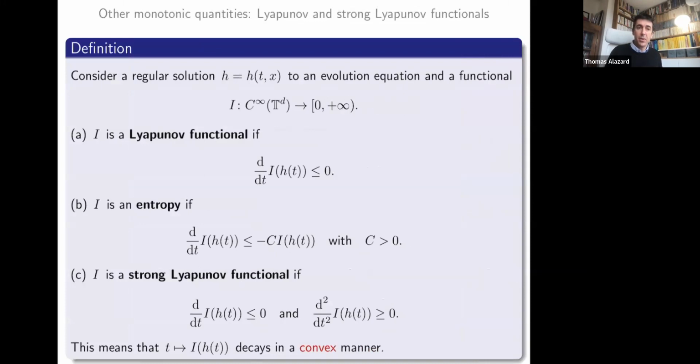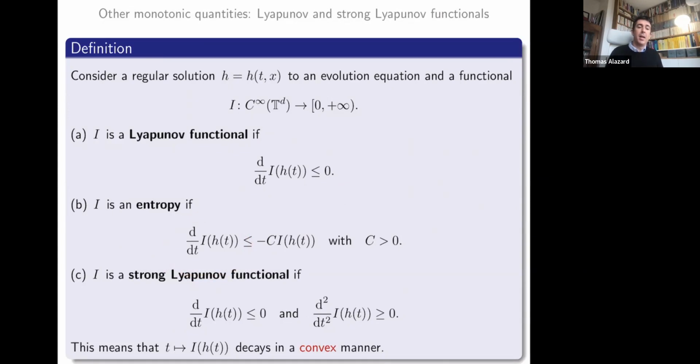We are going to use this to study other monotonic quantities. And to clarify the setting, I introduce this definition. Given a regular solution h to some evolution equation and a functional I, defined on the space of smooth functions with values in R+, we say that I is a Lyapunov functional if it is decaying along the flow. We say that it is an entropy if in addition we have some lower bound for the dissipation rate, which means that it's not only non-positive, we have also an inequality.